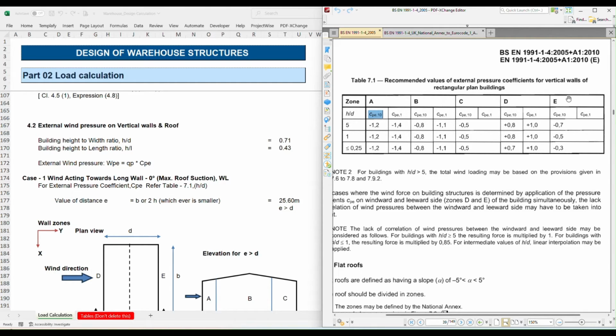As per this, A, B, C, D, E are nothing but areas or the projected width of the building, so we will be looking into that. In order to calculate this coefficient, we need H by D, which is the height to width ratio. Similarly, if the wind is acting in the other direction, we need to calculate H by L, height to length, as mentioned here in this Excel. So we need to calculate these two: height divided by width and height divided by length.